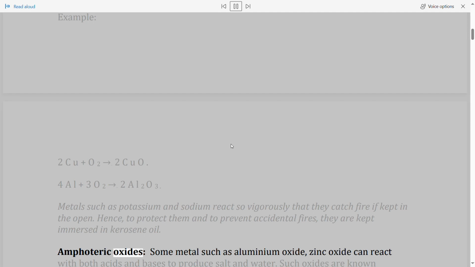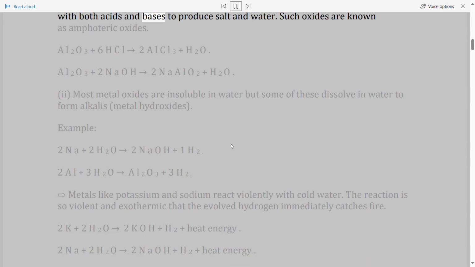Amphoteric oxides. Some metal oxides such as aluminium oxide and zinc oxide can react with both acids and bases to produce salt and water. Such oxides are known as amphoteric oxides. Al2O3 plus 6HCl gives 2AlCl3 plus 3H2O. Al2O3 plus 2NaOH gives 2NaAlO2 plus H2O.